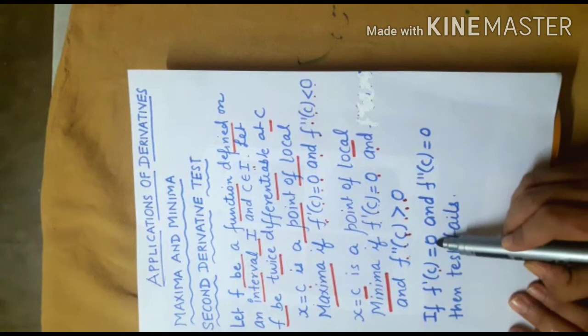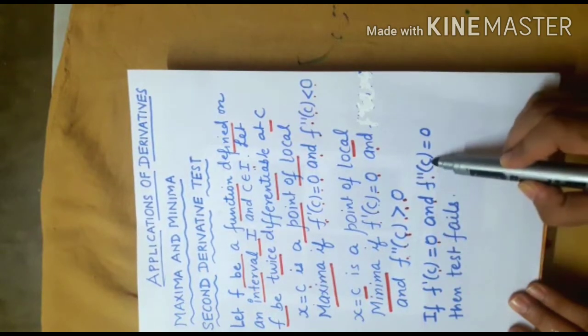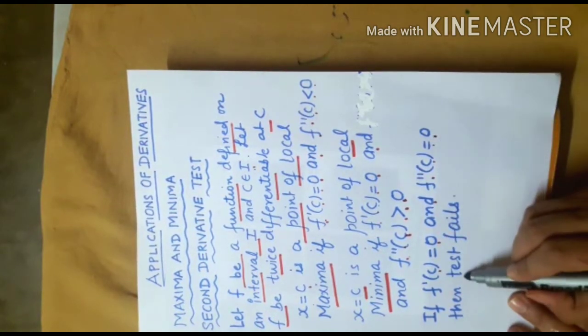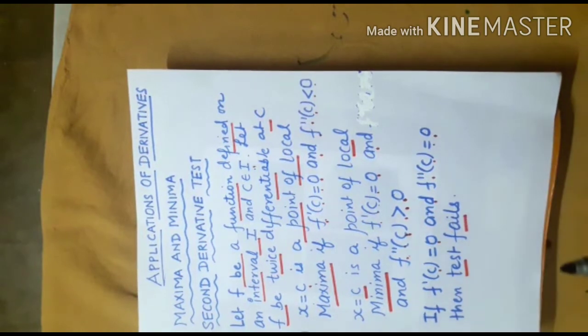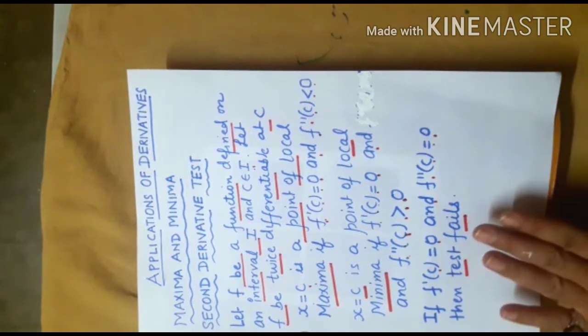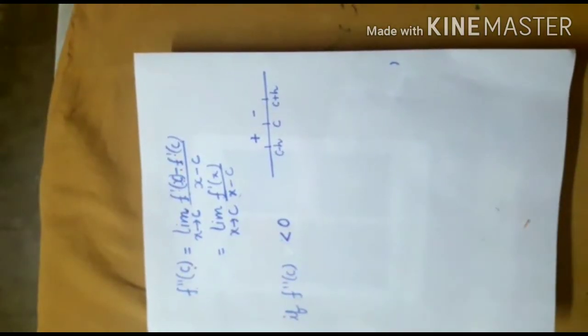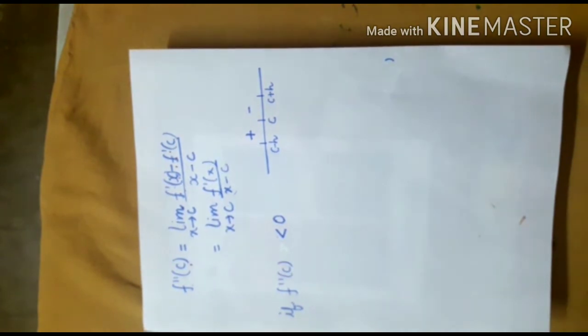When f dash c is 0 and f double dash c is equal to 0, then the test fails and we go back to the first order derivative test to determine the point of maxima or minima. Let's try to understand the second derivative test. The function f(x) is twice differentiable at the point c. That means the second order derivative exists at c.